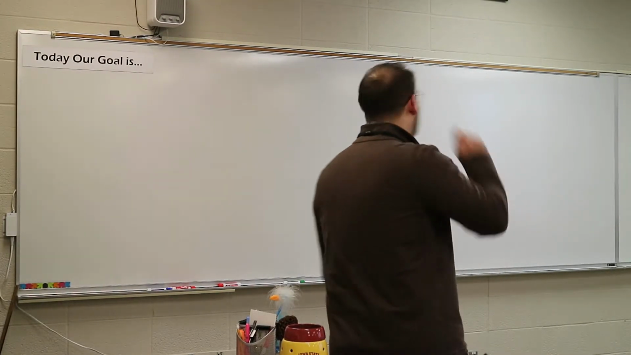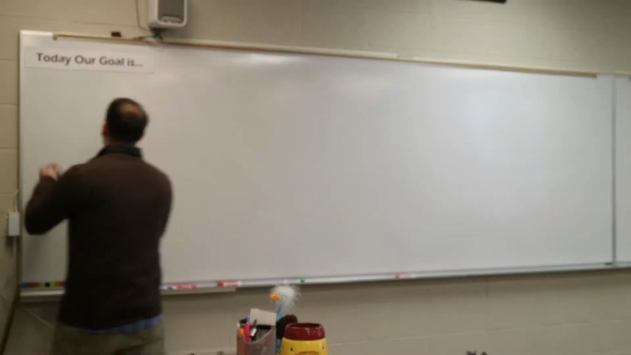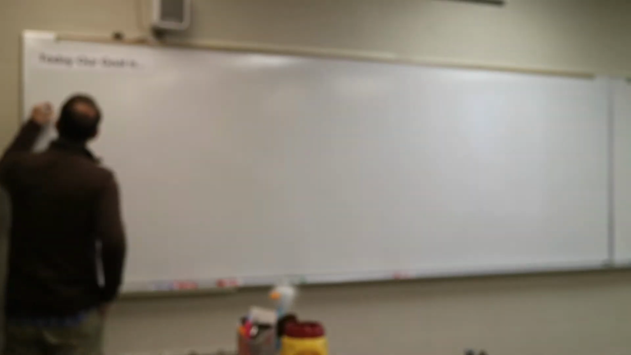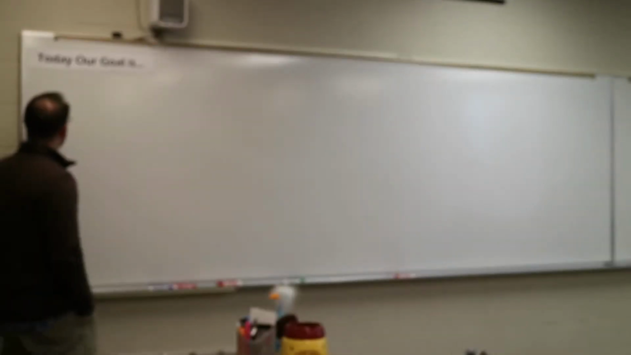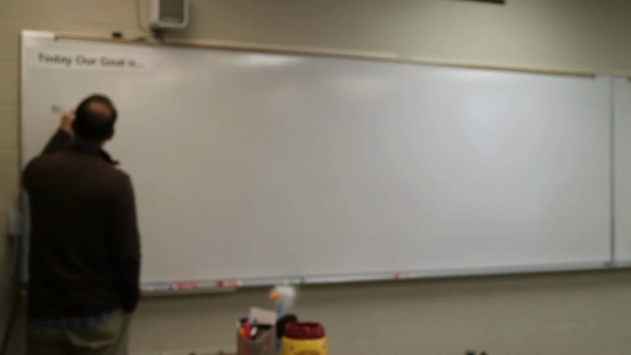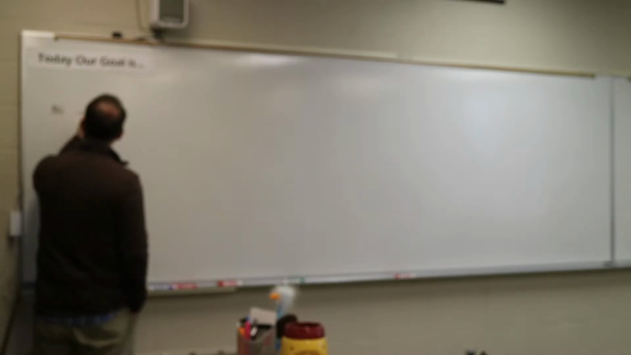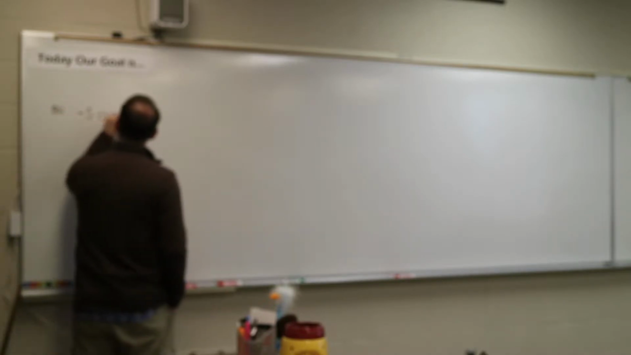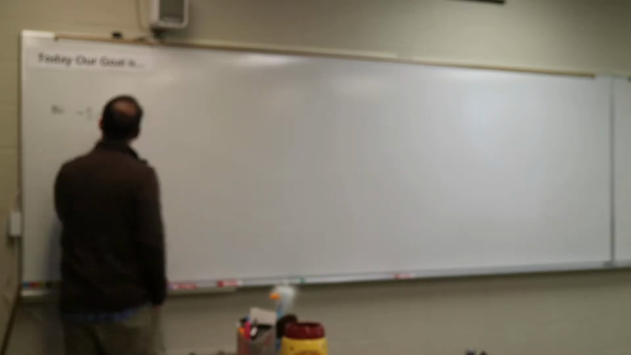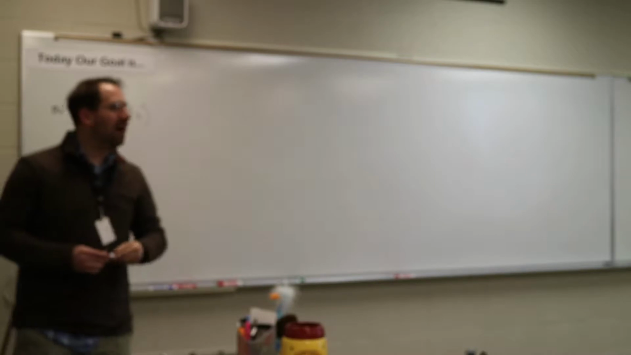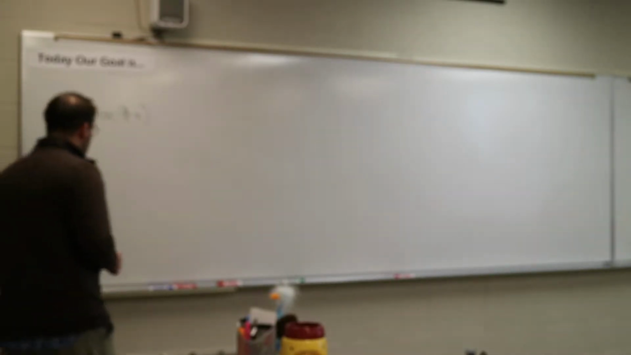Let's go. All right, here we go. First example, and goals today. I just want to do examples of the reciprocal functions. So here's our first one. We're going to do -5 cosecant 3/4 x. Our goal is to graph this.